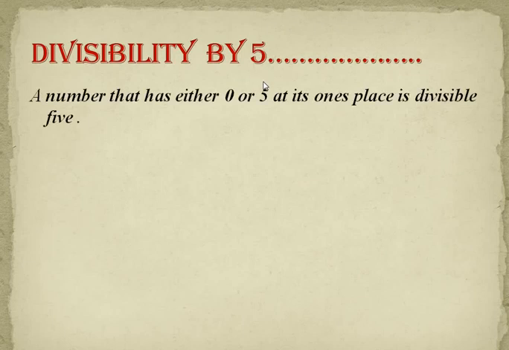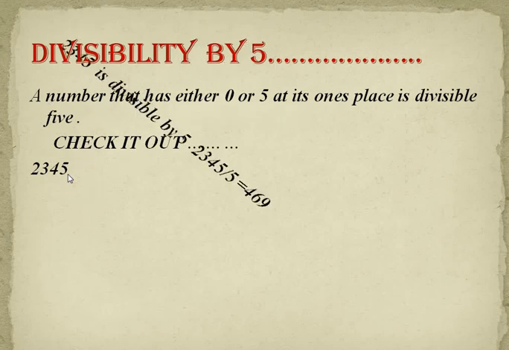Okay, here we have another one, the divisibility test by 5. What does it say? It says that a number that has either 0 or 5 at its ones place is divisible by 5. This is quite an easy one. Let's check it out with an example. Here I have the number 2345. The digit at ones place is 5. Therefore this number is divisible by 5.